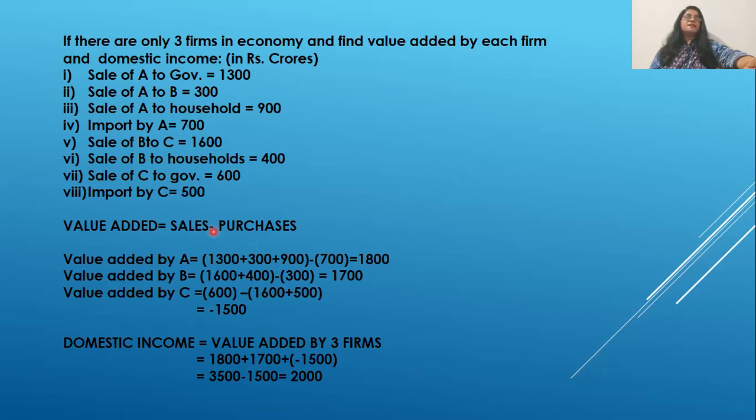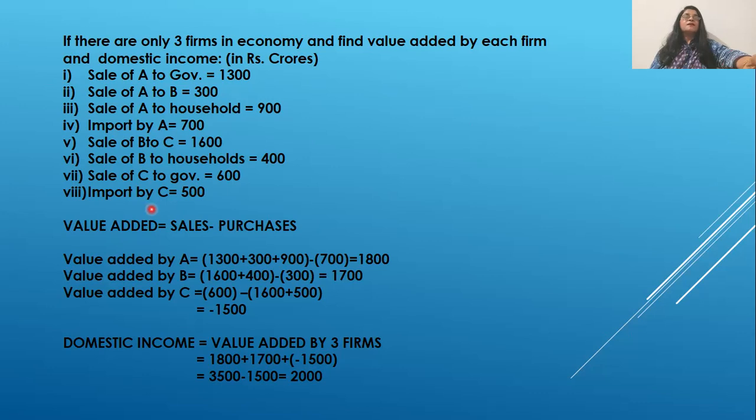See, sales minus purchases. Now it is showing the sale of A firm. There is a firm A who is selling to government. Then sale of A to B, sale of A to household. Import by A means it is purchases by A. Sale of B to C, sale of B to household, sale of C to government, and import by C. Now it is again purchase of C.